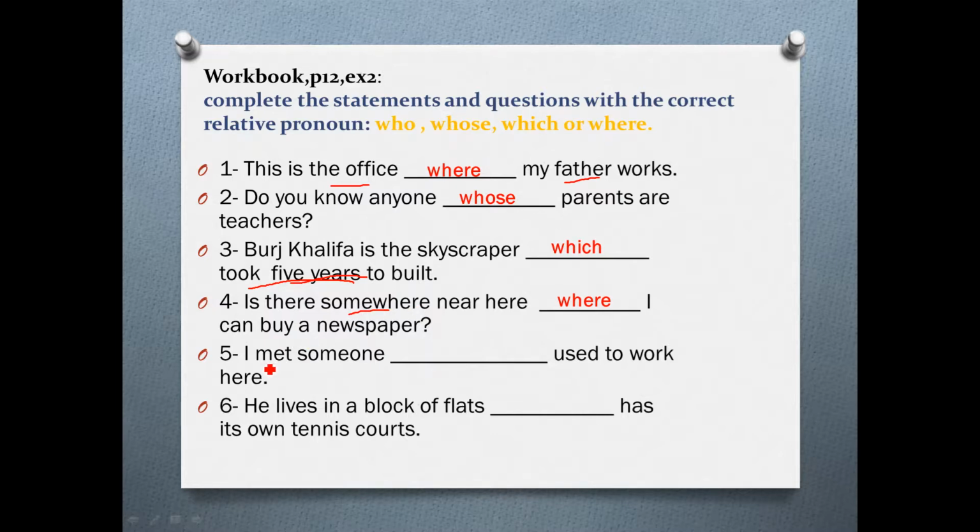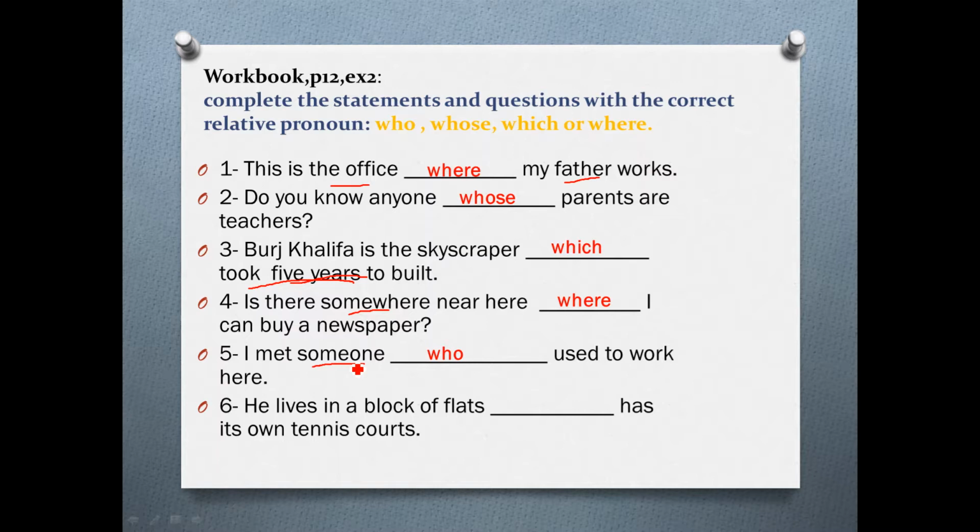Number 5, I met someone. لقد قابلت شخصا blank used to work here. I'm talking about a person. And in this second sentence والجملة الأخرى أيضا تتكلم أن هذا الشخص كان يعمل في هذا المكان معي، فبالتالي I'm talking about the person, so I'm gonna say who. I met someone who used to work here. لقد قابلت الشخص الذي كان يعمل هنا.